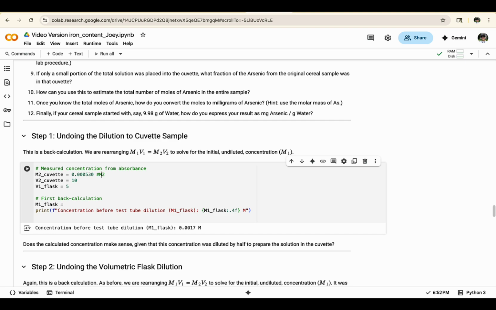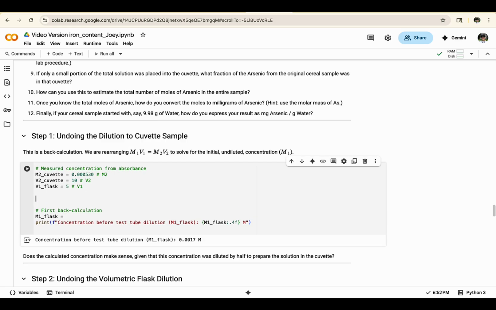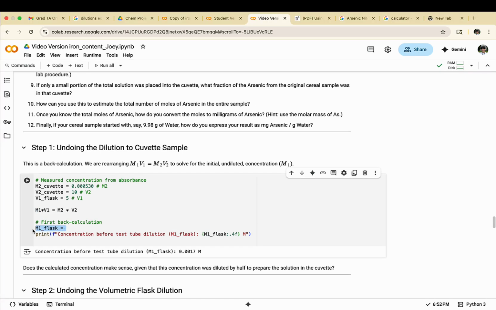Another way to look at it is as each of these values are variables. So we can say the M2 cuvette is also known as M2, and the V2 cuvette is also known as V2. And the V1 flask is known as V1. So if we just think of these as the variable values, we know that M1 times V1 is equal to M2 times V2, right? And if we were to solve this for M1, that would be the value that we would put here.